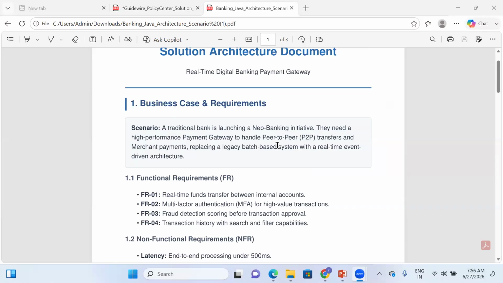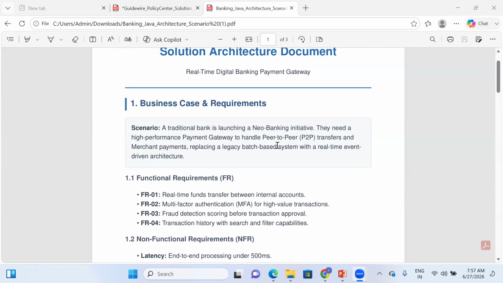They want to develop a high-performance payment gateway so that their P2P transfers and merchant payments, everything, become more secure, faster and accurate. The customer wants a neo banking initiative or project, replacing their old legacy batch-based system. Okay, so that's their requirement.